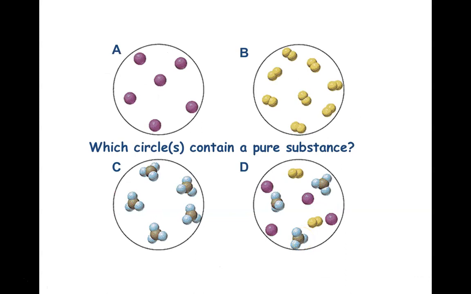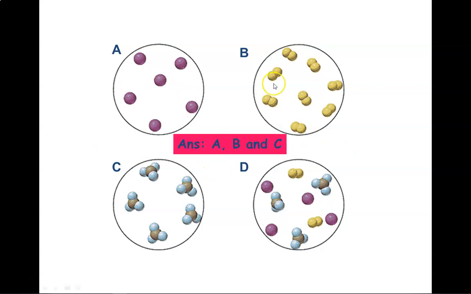Alright, comprehension time. Which circles contain a pure substance? Circles A, B, C, or D? Which circles? Hopefully you chose A, B, and C. So each of these particles is identical, so that's no problem, pure. This one's also pure because every single one of them is identical. So is this one. But this one is a mixture. There are different types of particles inside, so it is not pure.